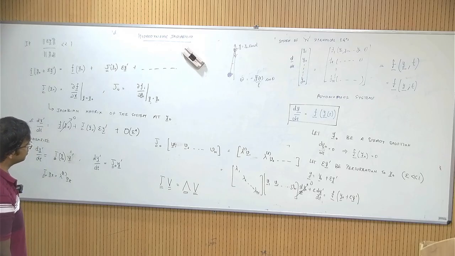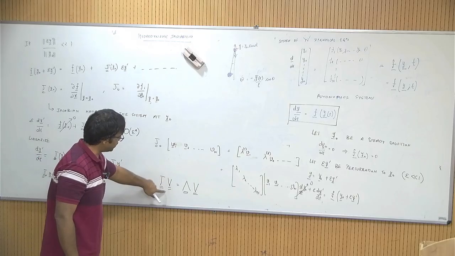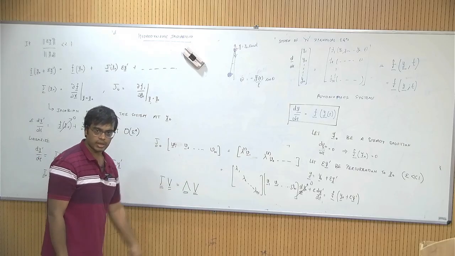Which one? Which V? Small v or capital V? Capital V is a matrix, so a matrix that has each column as a different eigenvector.